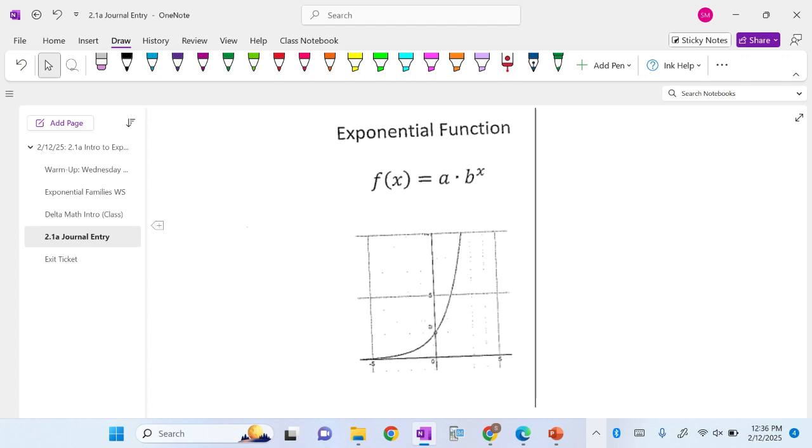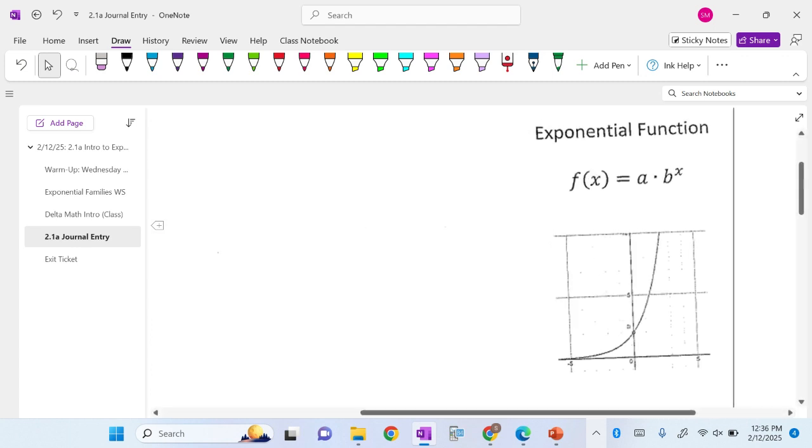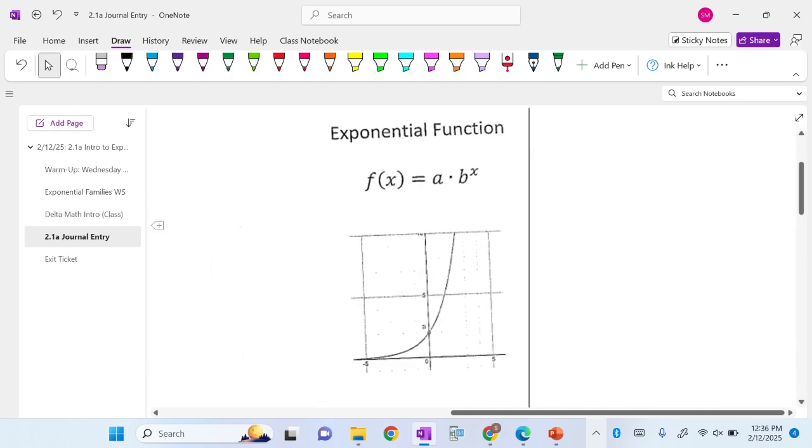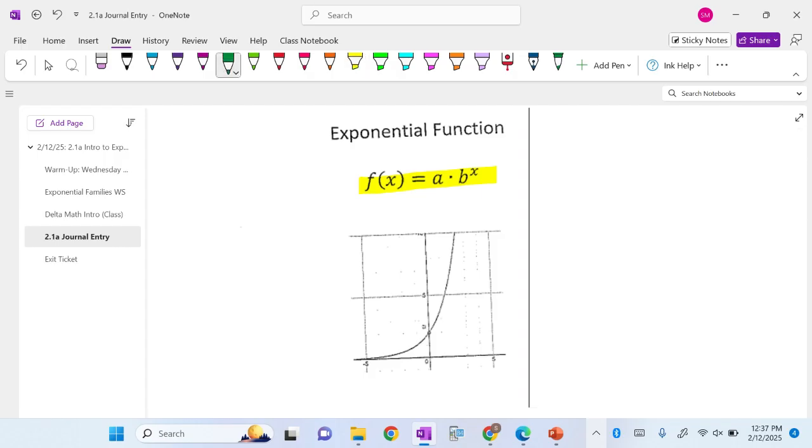All right, so we're on the foldable. I'm only going to look at the exponential side. We'll do the logarithmic side later. With exponential functions, its base form, like I said, is f(x) equals a times b to the x, where a is your y-intercept and b is your base. It can also be referred to as your common ratio.